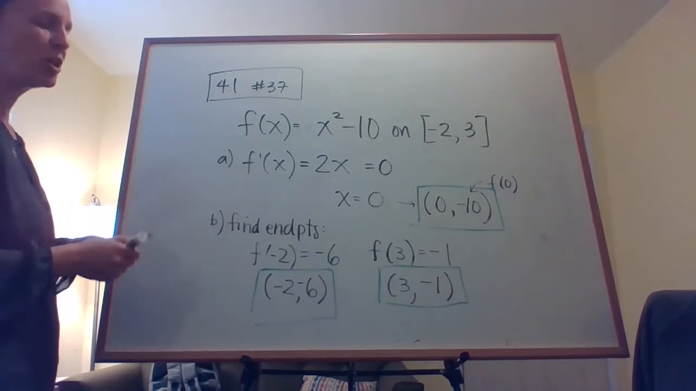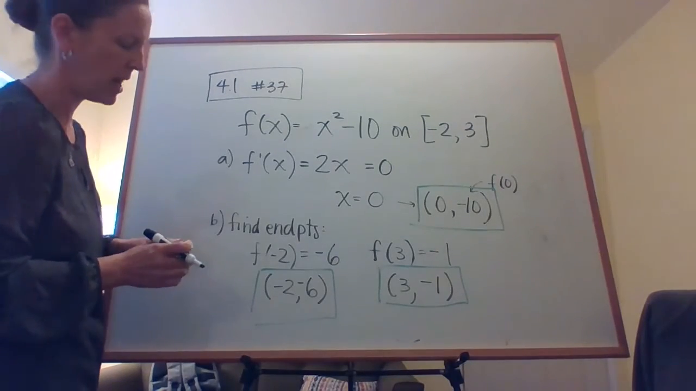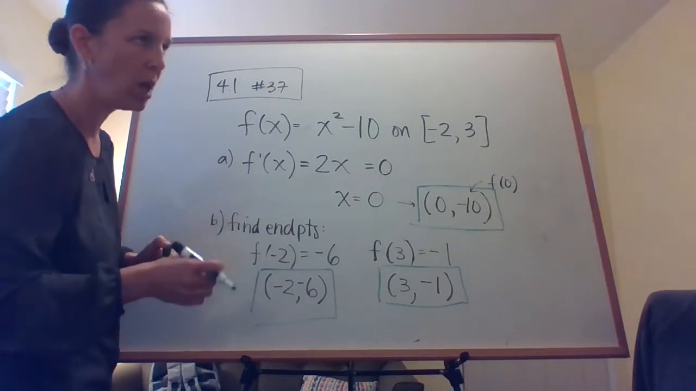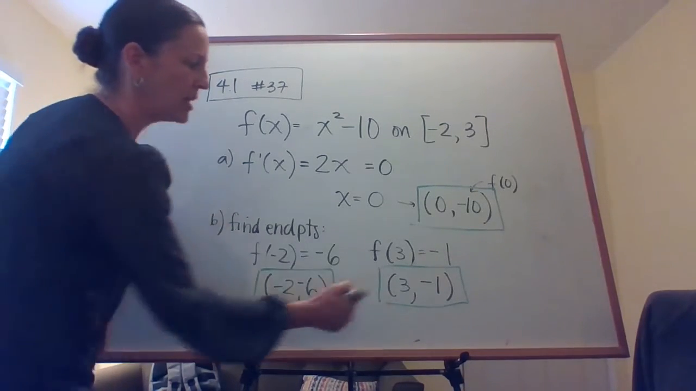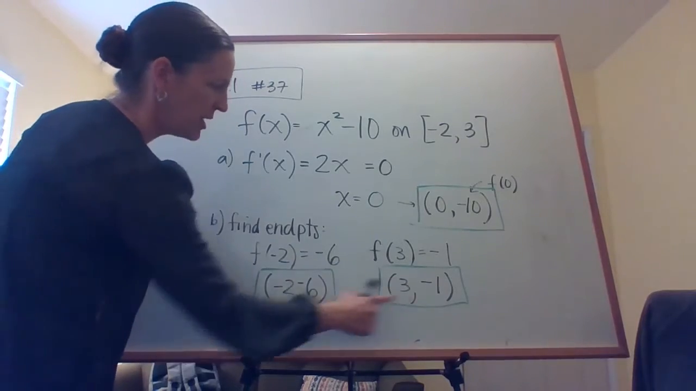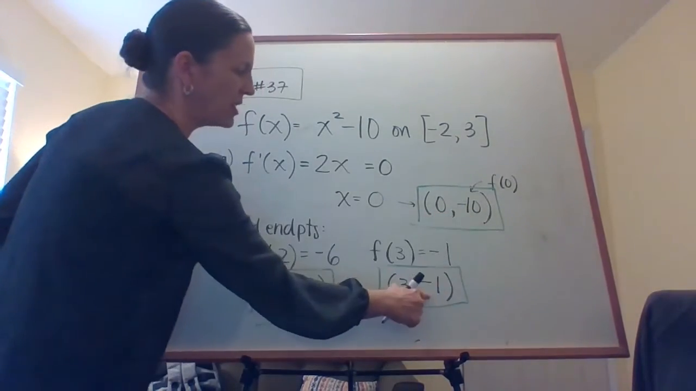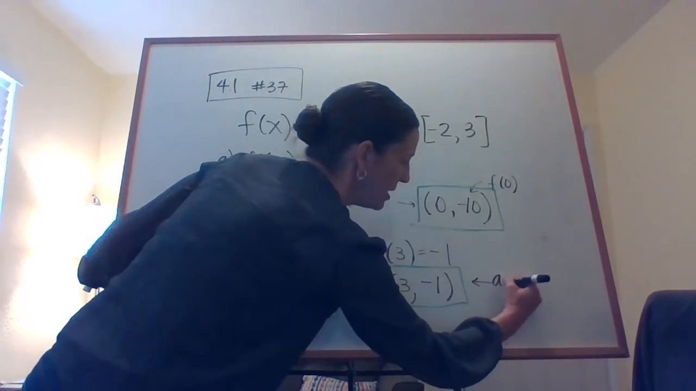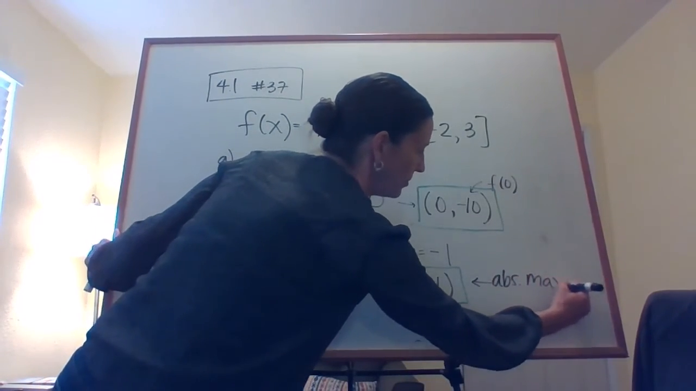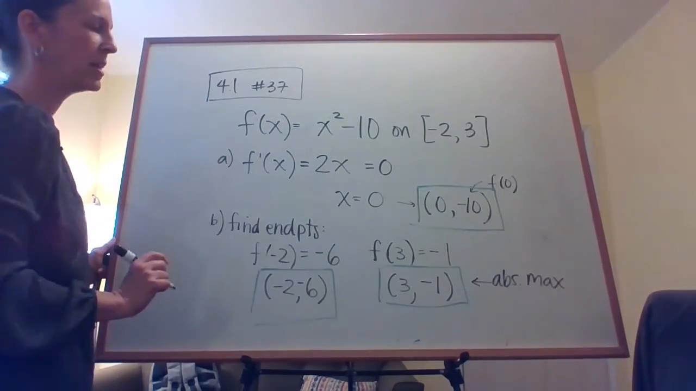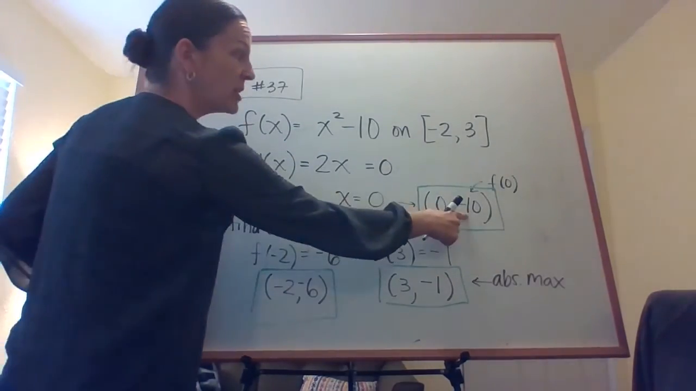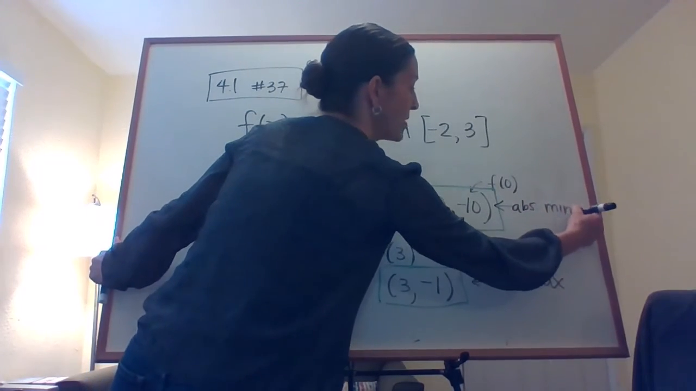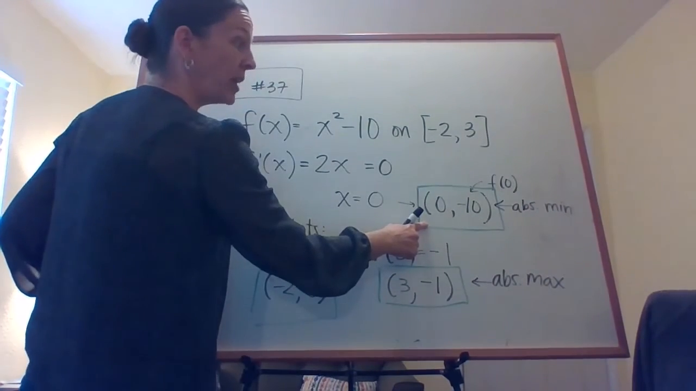Okay? So right now, my options for the extrema are (0, -10), (-2, -6), or (3, -1). So I'm looking for the largest y value to be my absolute max, and the smallest y value to be my absolute min. So between -1, -6, and -10, -1 is my largest number, so this is going to be my absolute max at (3, -1). And then my smallest value is -10, so this is going to be my absolute min. So this is a critical point, okay?